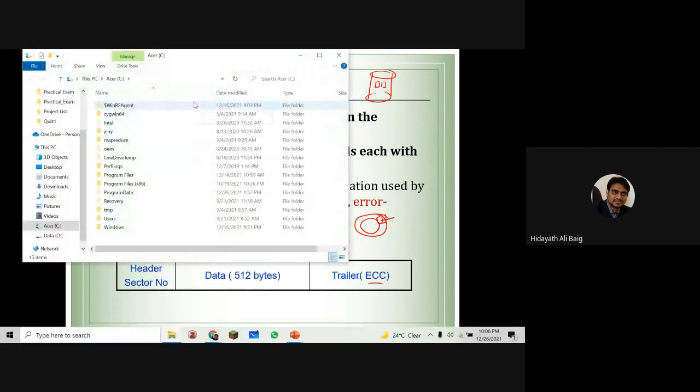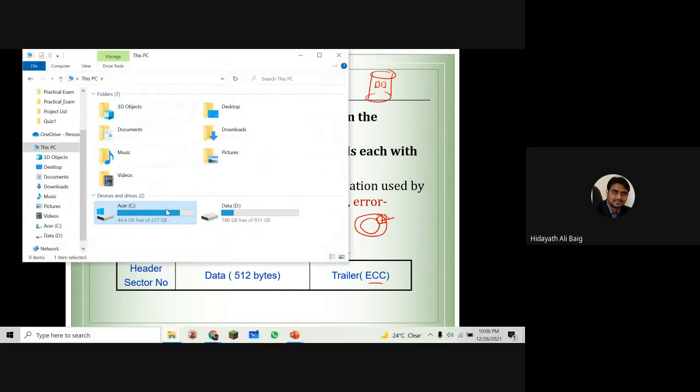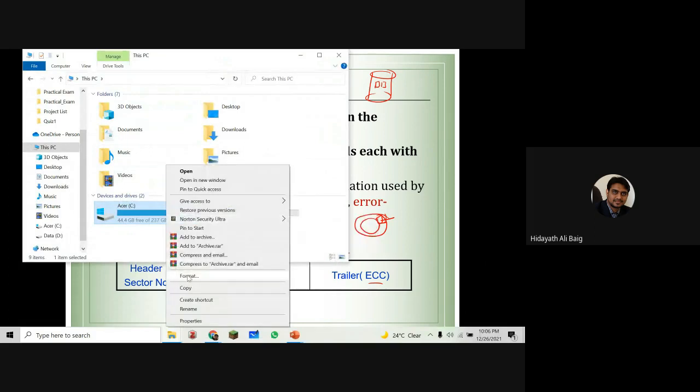If I go to my system, I can right click and you will see the option Format. This is also going to do a formatting, but this is not a factory level formatting. This is not a low level formatting. The tracks and sectors and everything have already been created on my hard disk. But with the help of this formatting option, we are actually going to do a logical formatting.